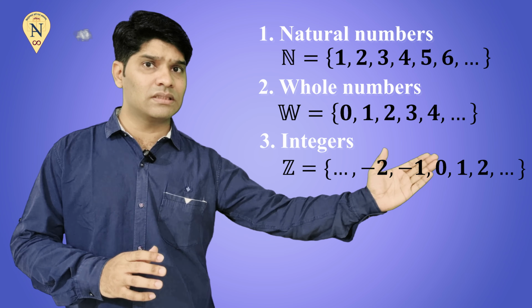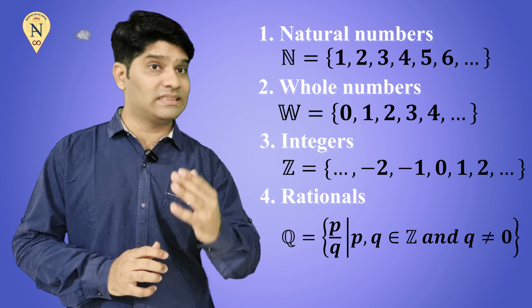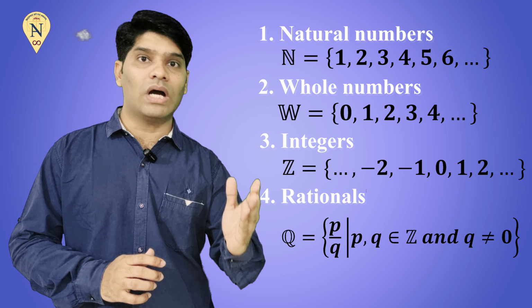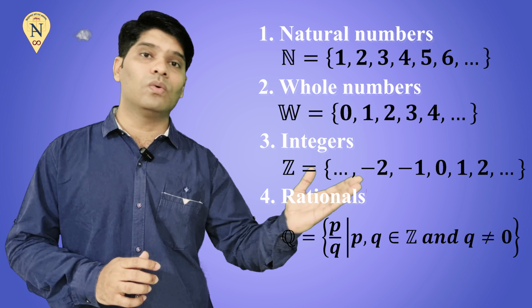Next is the set of rational numbers. It is denoted by Q. As discussed earlier, it is a collection of all p by q, where p and q are allowed to run over integers and q non-zero.